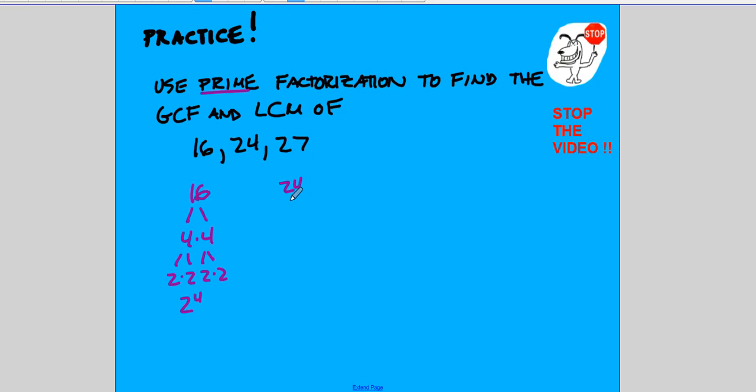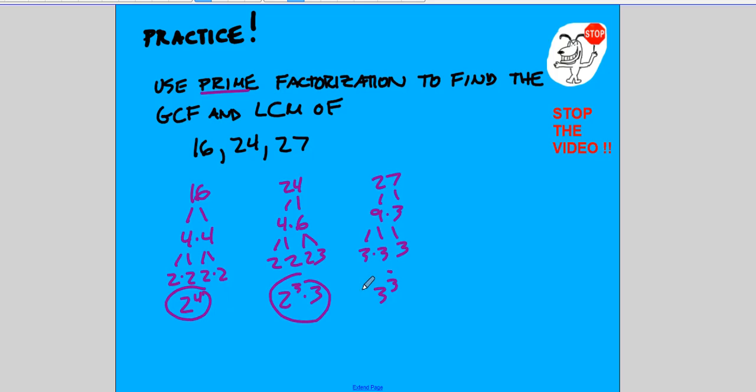24 then, you can start out 6 times 4, 4 times 6, 8 times 3, 2 times 12. I'm going to do 4 times 6. So 4 is 2 times 2, and 6 is 2 times 3. So the prime factorization of 24 is 2 to the third times 3. And then 27 is 9 times 3, but 9 is 3 times 3, then times 3, so 3 to the third. So we have 2 to the fourth, 2 to the third times 3, and 3 to the third.